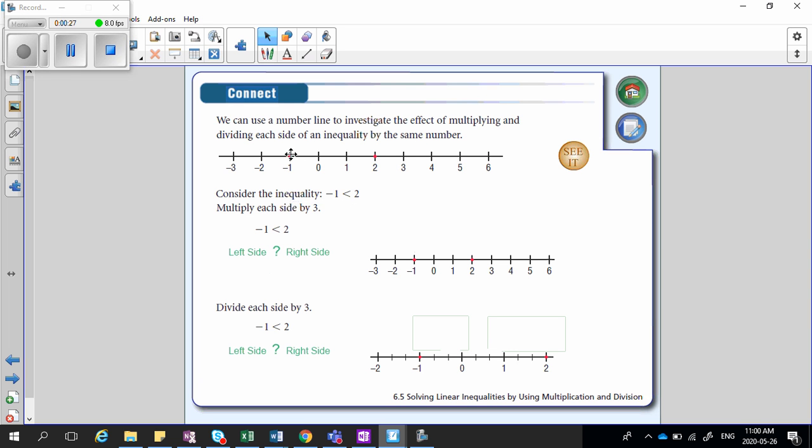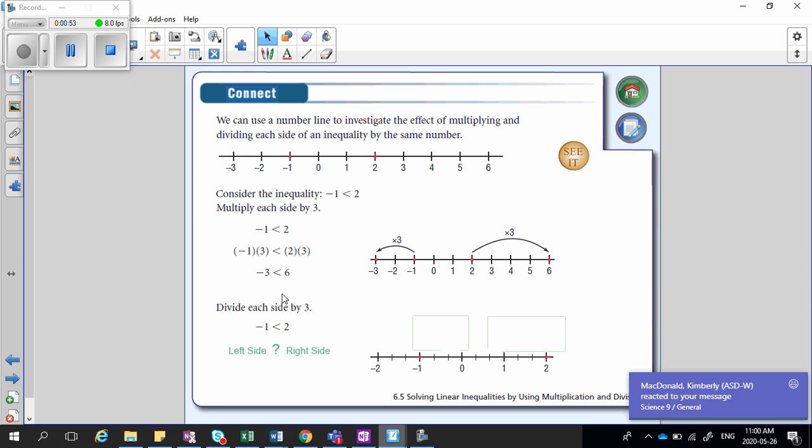Minus 1 is less than 2. So there's minus 1, there's 2. Multiply each side by 3. Negative 1 times 3 will give us negative 3. 2 times 3 is 6. So here are our new values: negative 3 on the left side, 6 on the right side. Is negative 3 less than 6? Yes. So that stays the same. It's still negative 3 less than 6.